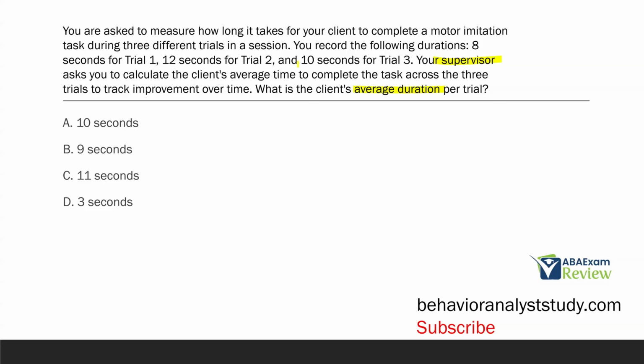Okay. So if we want to find the average, how are we going to do that? Well, you're going to add up all your data points: 8 plus 12 plus 10. That's going to give us 30. And then you're going to divide by the total number of data points, which is 3. That's going to give us 10. The client's average duration is 10 seconds.